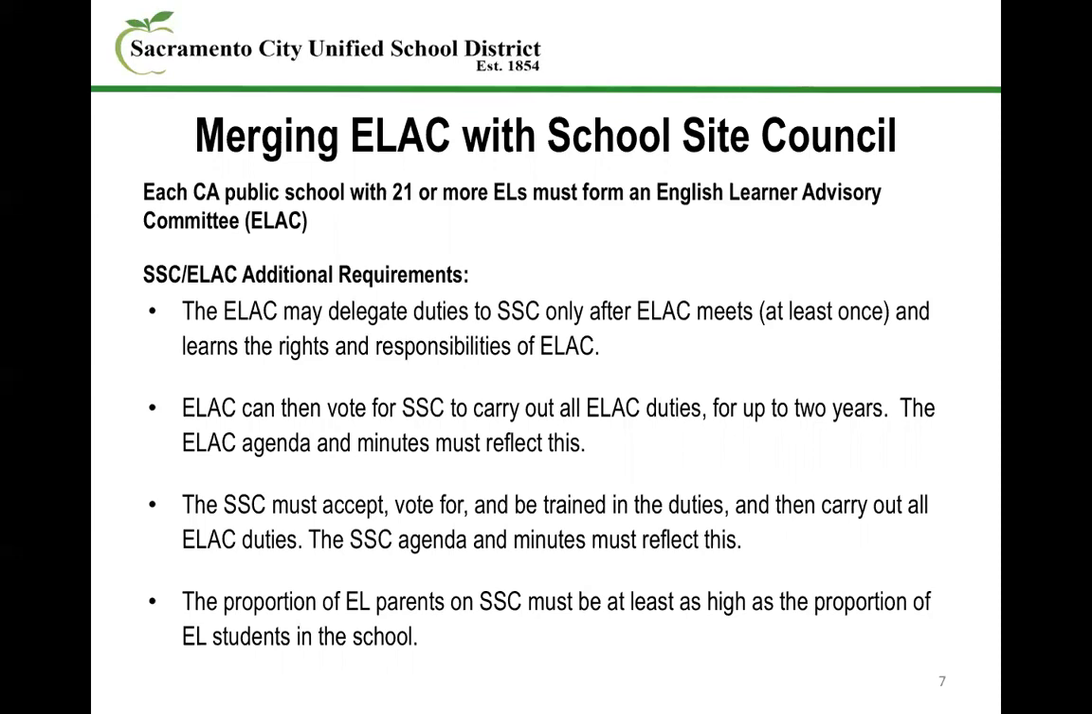That vote has to be reflected in both the agenda and the minutes of that meeting. Once that happens, the school site council reviews the duties of the ELAC, and they work to vote to take on those duties, and that needs to also be reflected in the school site council agenda or the minutes of that meeting. And if a school has 21 or more English learners, you must have an ELAC. The proportion of EL parents on the school site council must be at least as high as the proportion of EL students in the school.